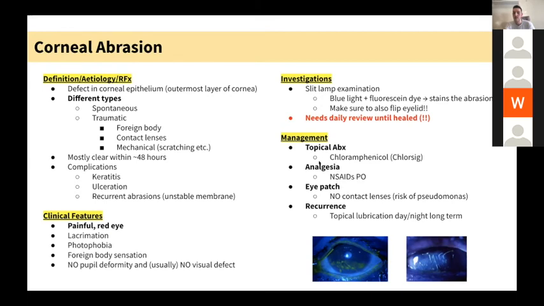And then in terms of management, so using topical antibiotics, which is chloramphenicol. It's like the main one that pops up in ophthal. Analgesia, using an eye patch as well. And if you have some sort of injury and you've got contact lenses, just don't use them for the time being. And topical lubrication as well, just to help with reducing dry eyes, which can just increase pain and redness.